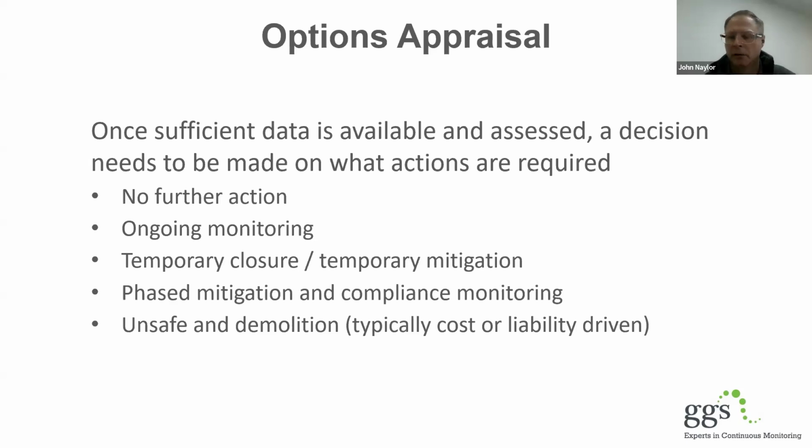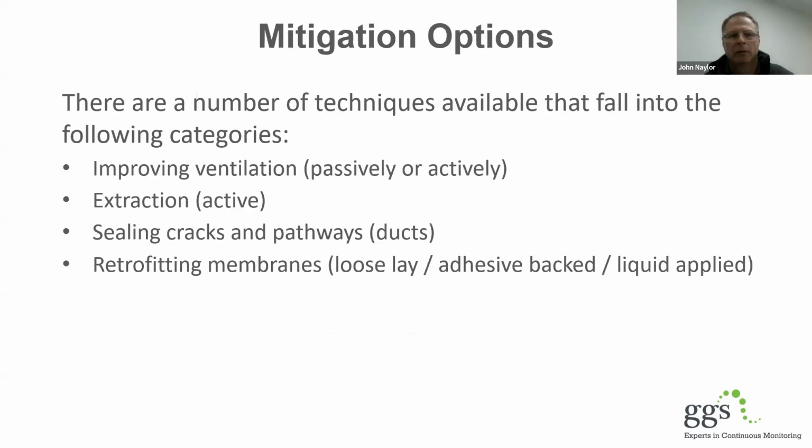Okay, that is an option. So what can we do? What are the options? Well, we can improve ventilation, via passive or active measures, we can extract, and I'll go on to what that might be useful for as well. We could seal cracks, we can seal pathways that are obvious, and probably the last one is retrofitting membranes for these kinds of structures. It's not something that should be done lightly. There's a lot of effort and cost in it, but there are examples where we can do that.